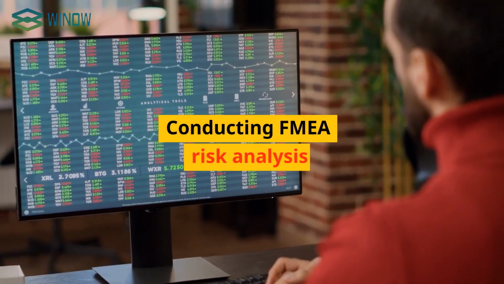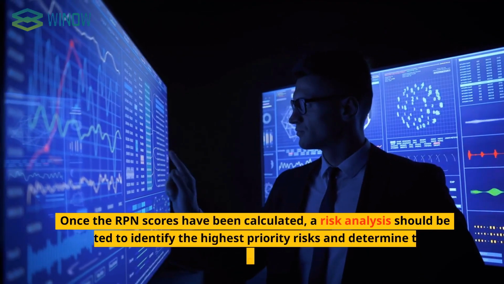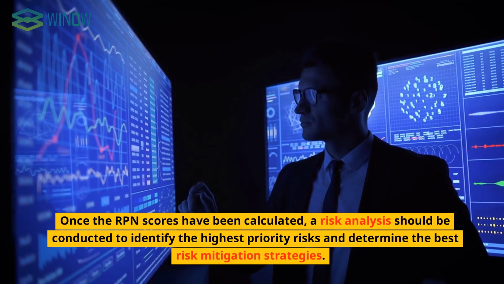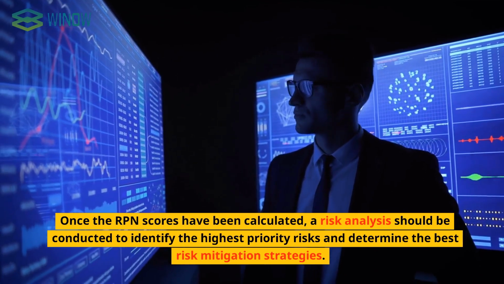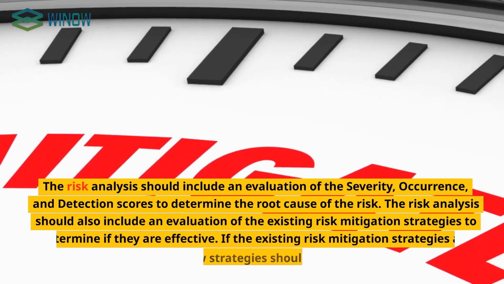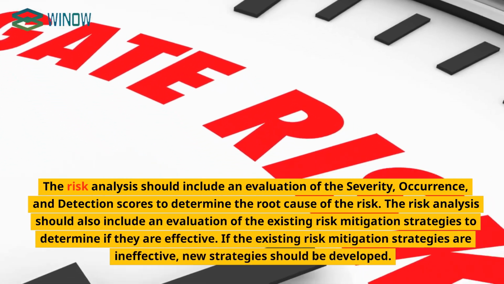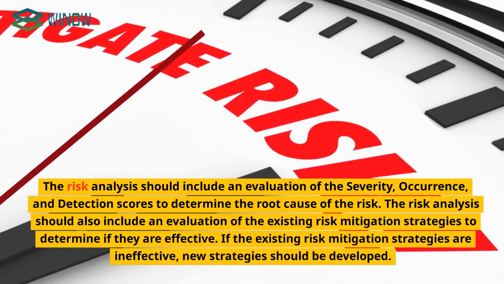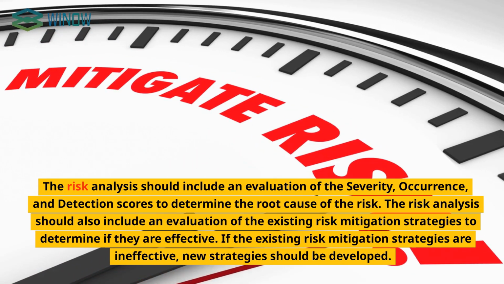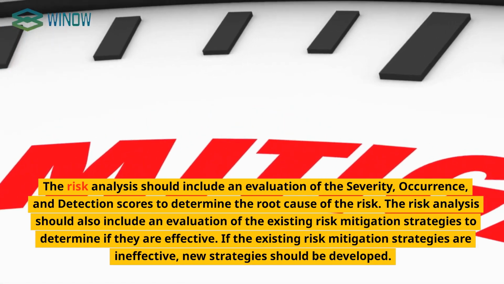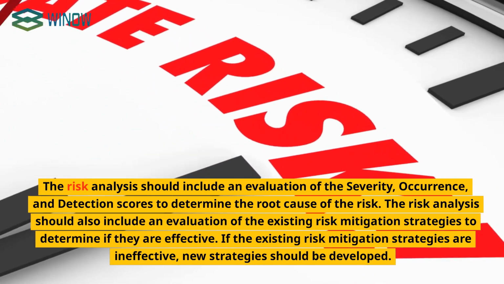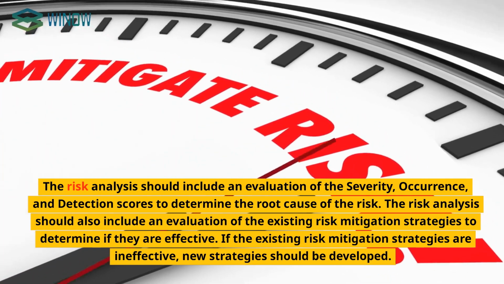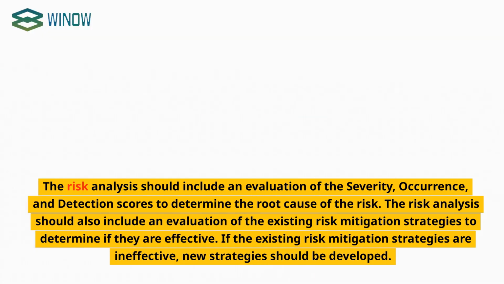Conducting FMEA risk analysis. Once the RPN scores have been calculated, a risk analysis should be conducted to identify the highest priority risks and determine the best risk mitigation strategies. The risk analysis should include an evaluation of the severity, occurrence, and detection scores to determine the root cause of the risk. The risk analysis should also include an evaluation of the existing risk mitigation strategies to determine if they are effective. If the existing risk mitigation strategies are ineffective, new strategies should be developed.